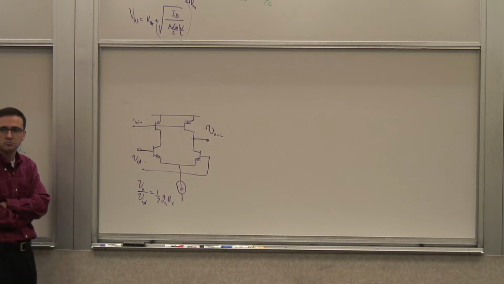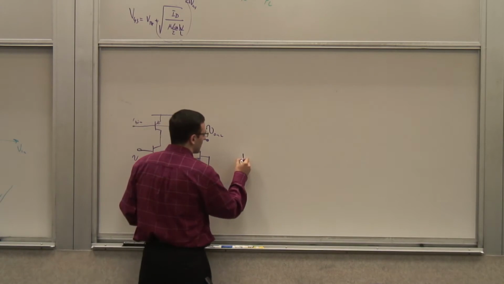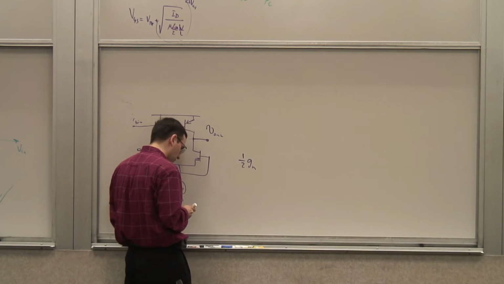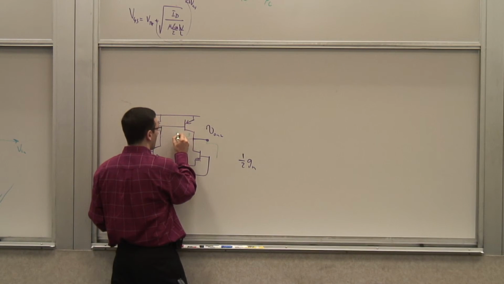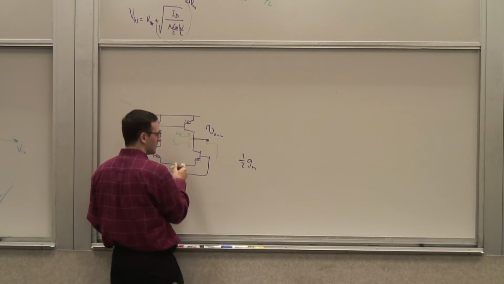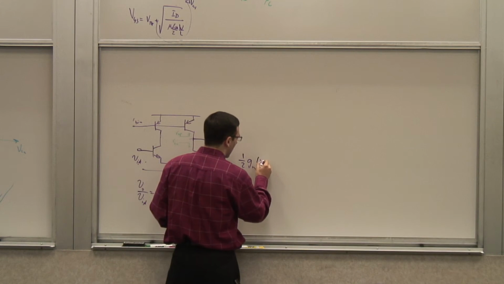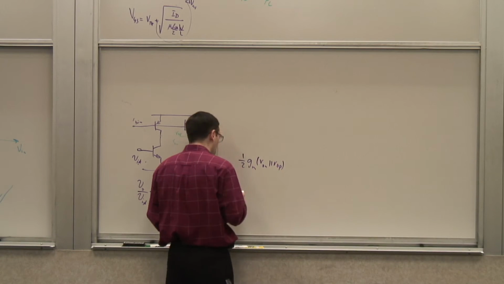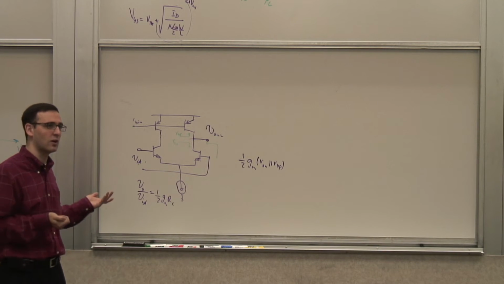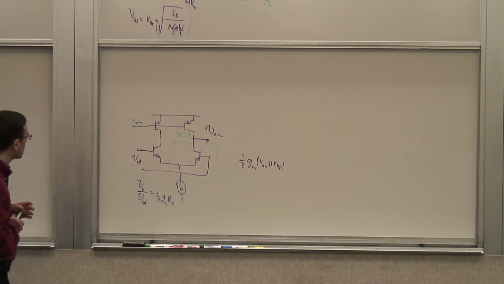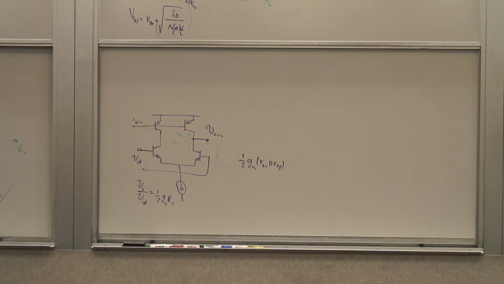What is the gain of this stage? 1/2 GM R out. What is R out? It's the output resistance of this, ROP in parallel with RON, right? It's 1/2 GM times RON in parallel with ROP. Okay, fine. So it's a higher gain, but still I'm losing half of it. Doesn't matter, right? I just have to work harder to get the same gain that I needed before. So one question is, how can I recover that lost gain? How can we think of a way of using that other lost half?